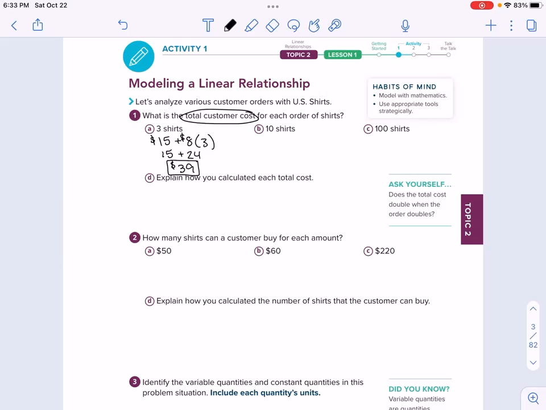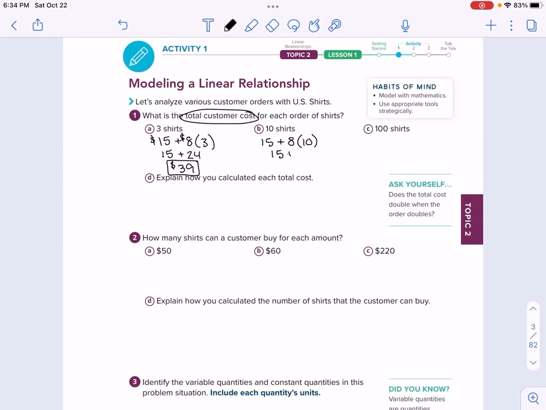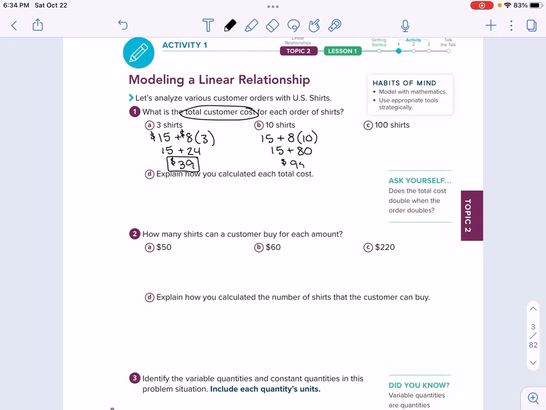On number 1C, if they want 10 shirts, it's going to be 15 plus $8 per shirt, and we're going to order 10 shirts. So this is going to be 15 plus 8 times 10, which is 80. And what is 15 plus 80? Right, it's 95, so the total cost is $95. Okay, and then the last one is up to you, so go and try to figure that one out. Just pause the video here and try to figure it out.